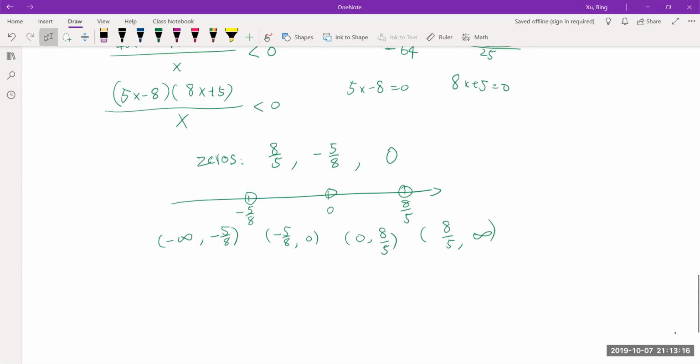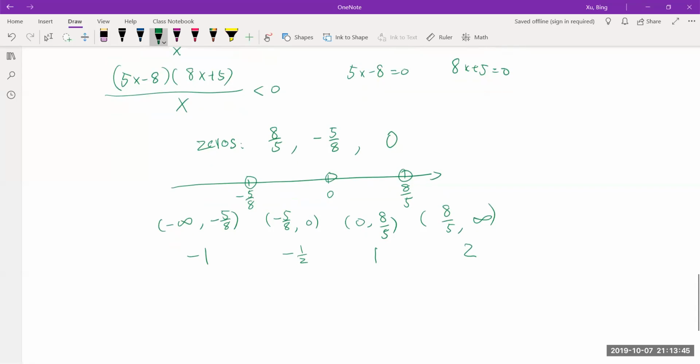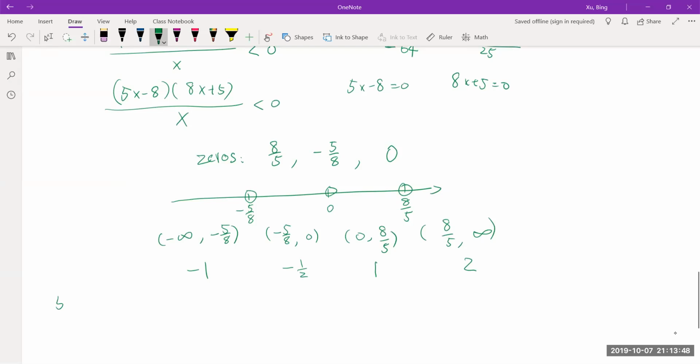Now test points. Here I can put anything: negative 1, here I'll put 1/2. Here, 1 is in that interval, right? Here I'll put 2, or 100, any number from 8 over 5 to infinity. Okay, now what do we want to test? I'm going to test 5x minus 8 times 8x plus 5 over x, to see if this expression is positive or negative.